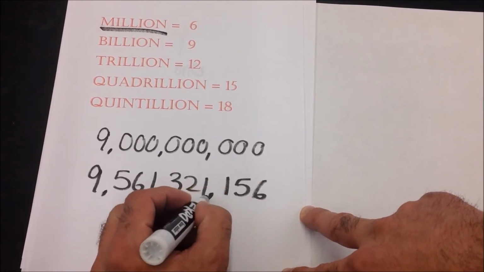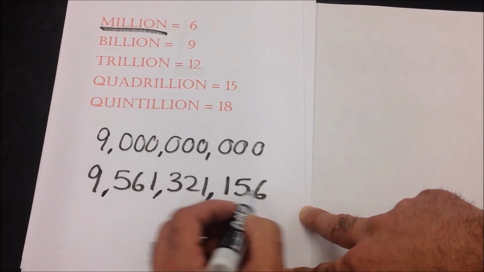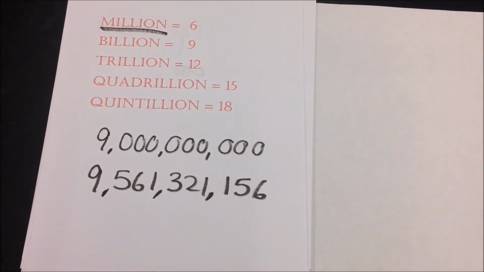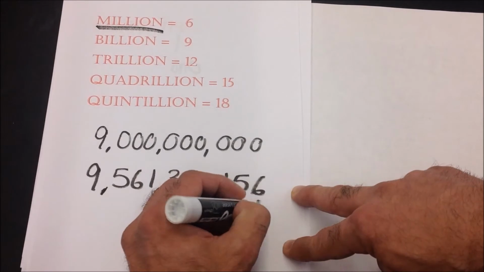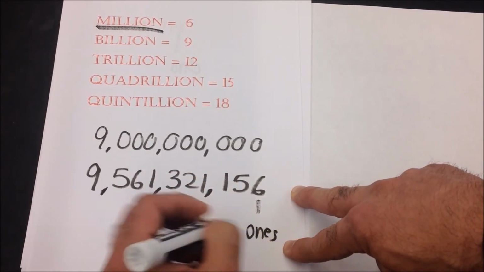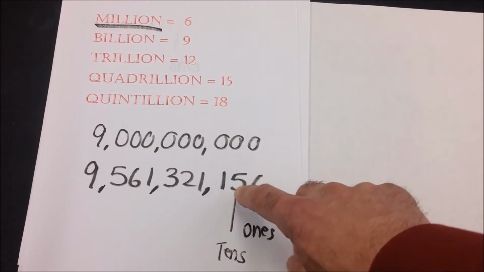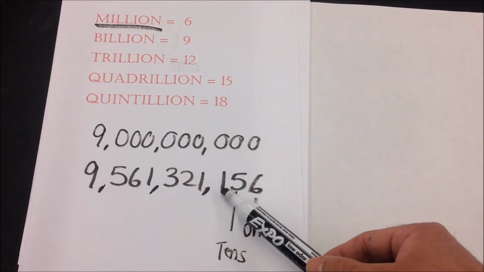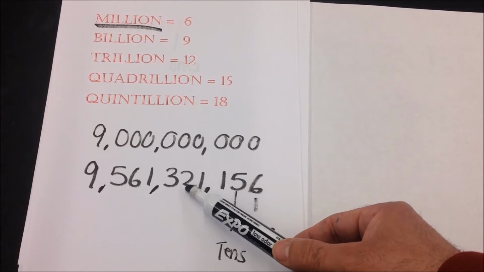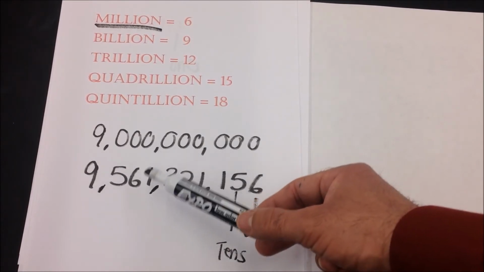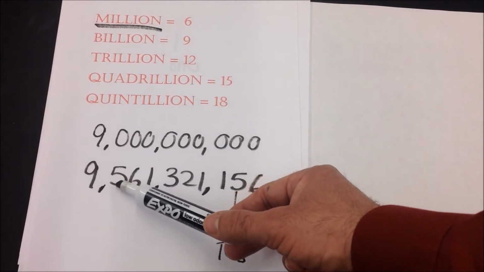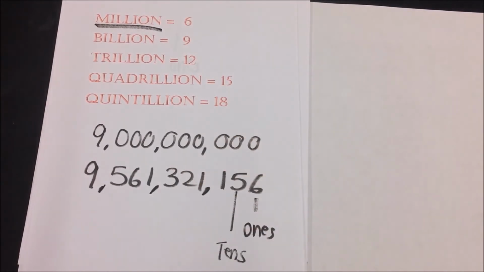So again, every 3 numbers is a period, and you put a comma. Every 3 numbers going backwards, you put a comma. The 6 is in the ones. The 5 is in the tens place. The 1 is in the hundreds. Then we have 1,000, 10,000, 100,000. We have million, 10 million, 100 million, billion. And it keeps repeating.